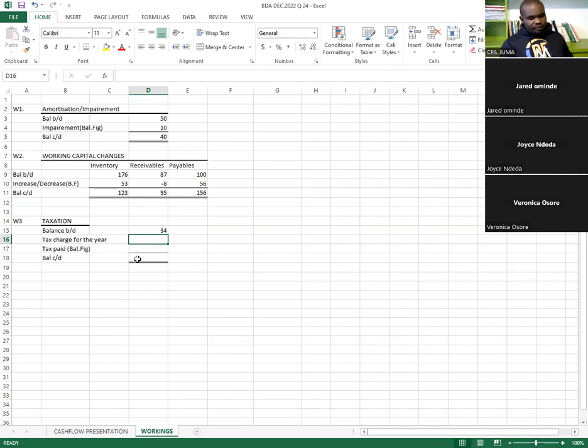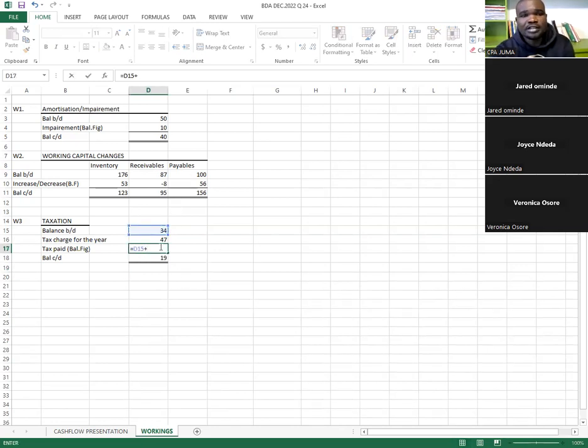No, 47. Yeah, 47 is correct. Then the closing will help us to get the tax paid. Closing income tax payable, I can see 19. So here is 19.